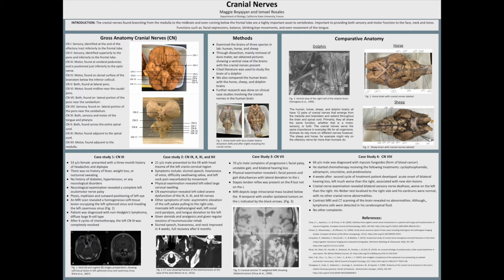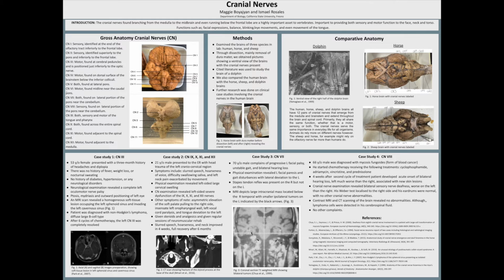Cranial nerve 5 is both motor and sensory in function and is found at the lateral pons. Cranial nerve 6, motor, found midline near the caudal pons. Cranial nerve 7, both sensory and motor, found on the lateral portion of the pons near the cerebellum. Cranial nerve 8 is sensory, found on the lateral portion of the pons near the cerebellum as well.